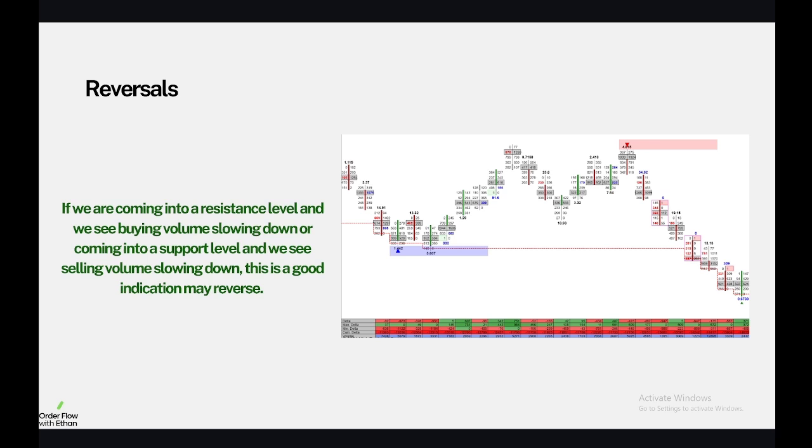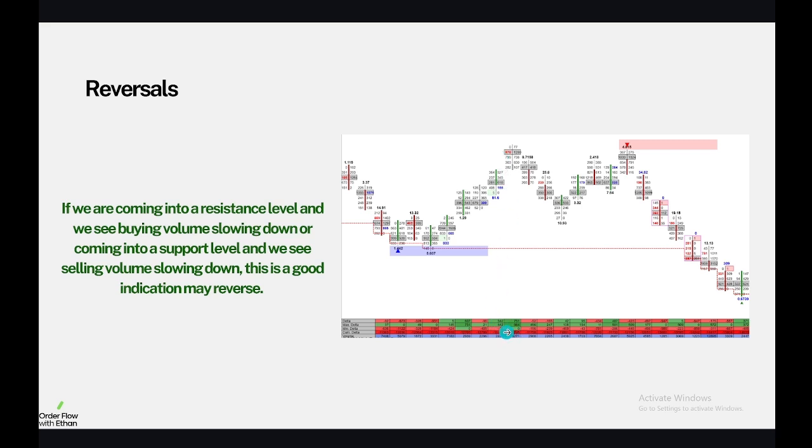So if you are coming into a resistance level, for example, and we see buying volume slowing down, or coming into a support level and we see selling volume slowing down, this is a good indication that the price may be reversing soon. So here we can see the price keep going up with a lot of imbalances happening all the way up. But once we reach the top, we have this. Well, this is a special scenario, okay?